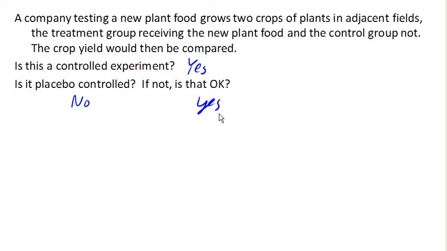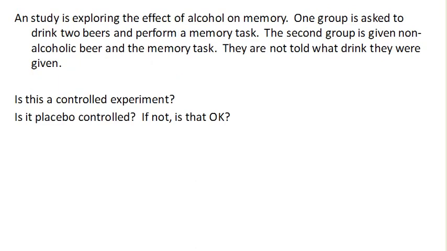So one more. Exploring the effects of alcohol on memory. One group is asked to drink 2 beers, then perform a memory task. The second is given non-alcoholic beer and the memory task. So this is a controlled experiment. We have 2 groups, and this is placebo-controlled because one group is given beer, the second one is given non-alcoholic beer, which is going to seem very similar, so the body is going to think that I'm drinking something. So the non-alcoholic beer here is acting as a placebo in this experiment.